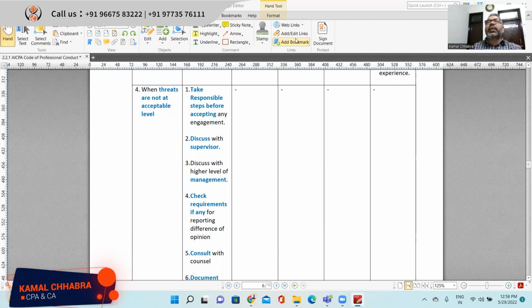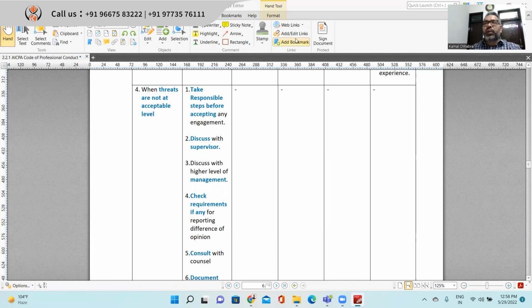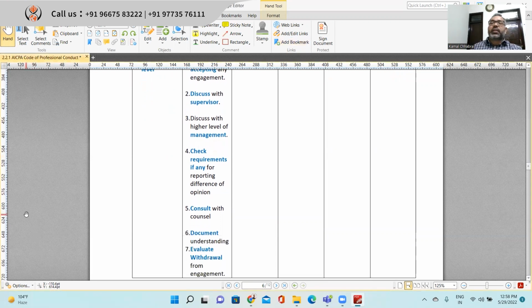So you should have a clear-cut, laid-down interpretation of any difference arising from the interpretation of the law or regulation when you are performing the audit, and how both management as well as the CPA would deal with those differences. Third one is consult with counsel.